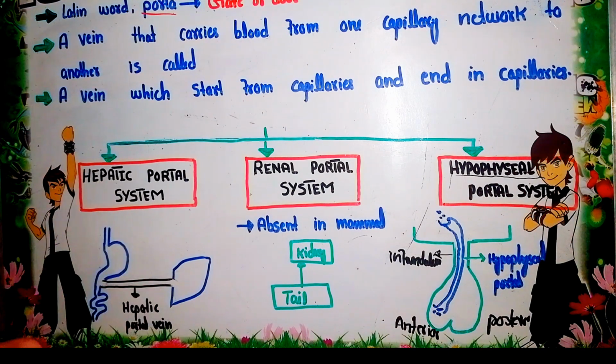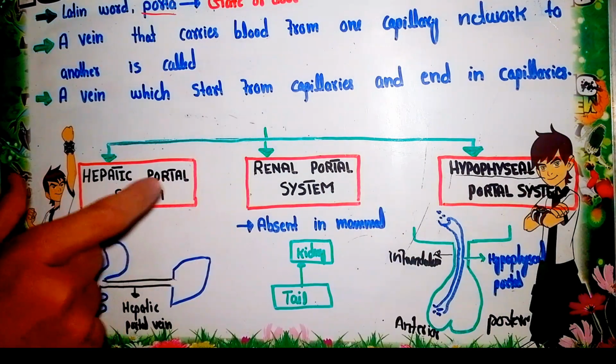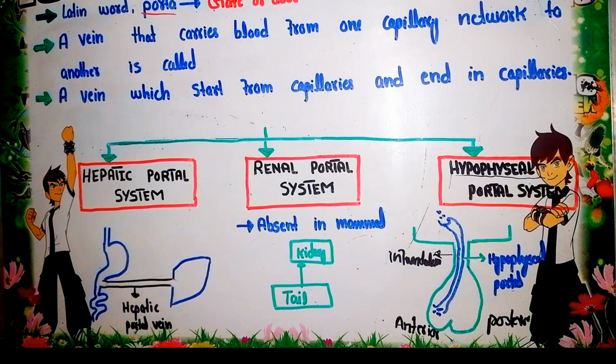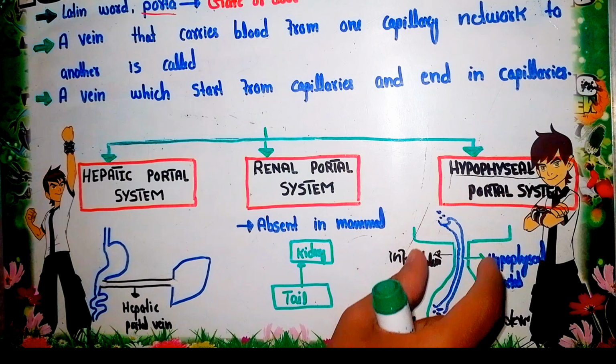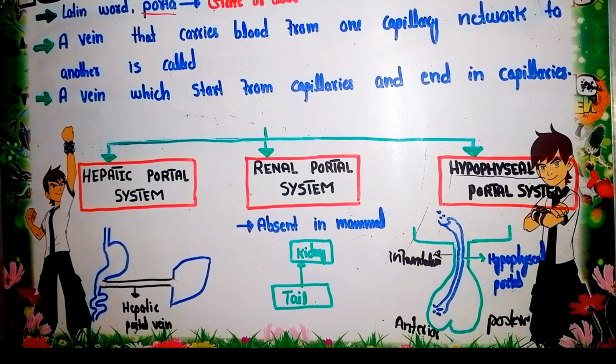Now our third and final type of portal system is the hypophyseal portal system. This type of portal system is present in all vertebrates, as the hepatic portal system is. It is present in our brain, as I have drawn the structure of this portal system. Here this is our hypothalamus. Now another endocrine gland is attached with the hypothalamus, which we call the pituitary gland.